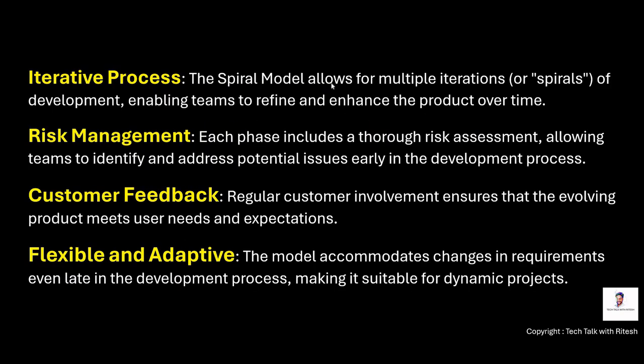First one is the iterative process. The spiral model allows for multiple iterations or spirals. In Scrum we used to call it a sprint, here we will call it spirals of development, enabling teams to refine and enhance the product over time. Risk management: each phase includes a thorough risk assessment, allowing teams to identify and address potential issues early in the development process. Customer feedback: regular customer involvement ensures that the evolving product meets user needs and expectations.